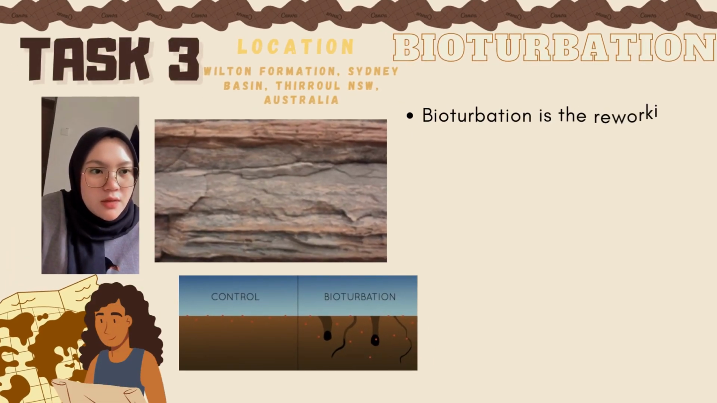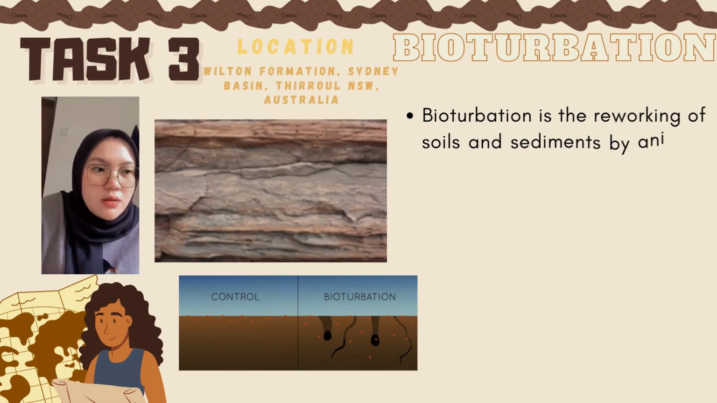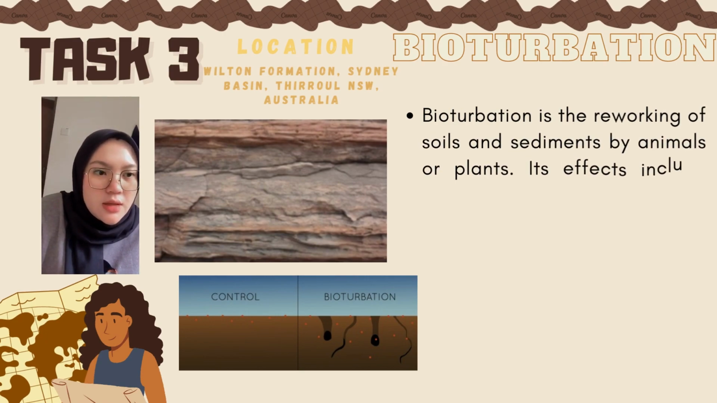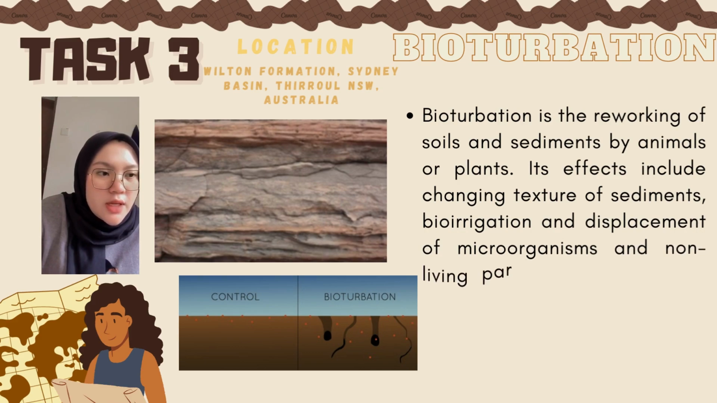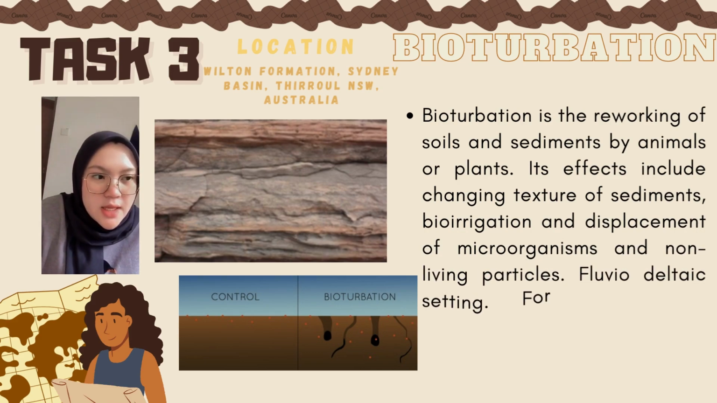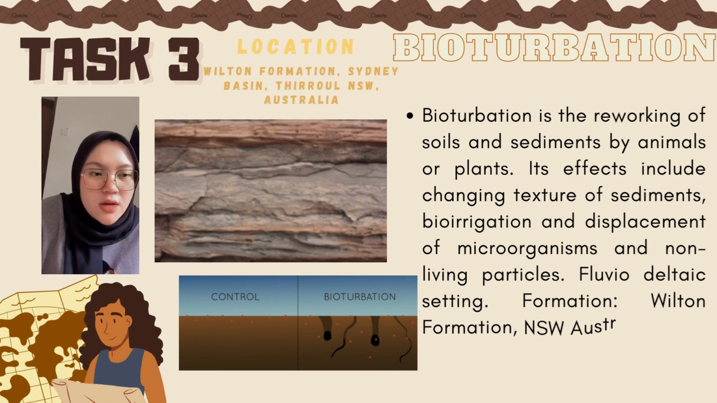For the next part, I will continue with bioturbation in the Wilton Formation, Sydney Basin. Bioturbation is the reworking of soil and sediment by animals or plants. This includes changing the texture of sediment, bioirrigation, and displacement of microorganisms and non-living particles. Review of the type setting: Wilton Formation, Australia.